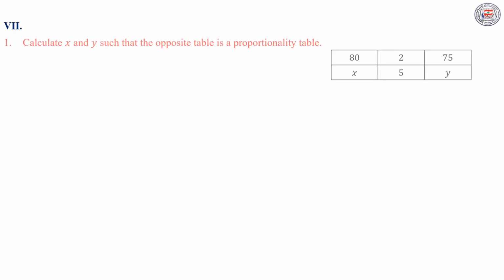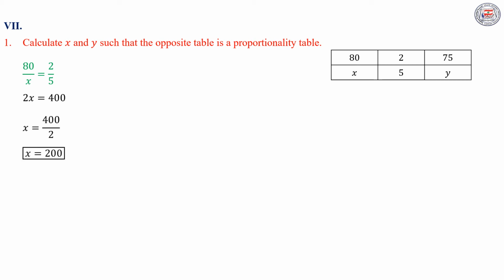In number 7, we have to calculate in part 1 x and y such that the opposite table is a proportionality table. So we have a proportionality table and we have two unknowns, x and y, that we must calculate their values. Let's start with x. In order to calculate x, we have 80 over x equal 2 over 5. If we make a cross multiplication, then we get 2x equal 400. Then x is equal to 400 over 2. Therefore, x is equal to 200.